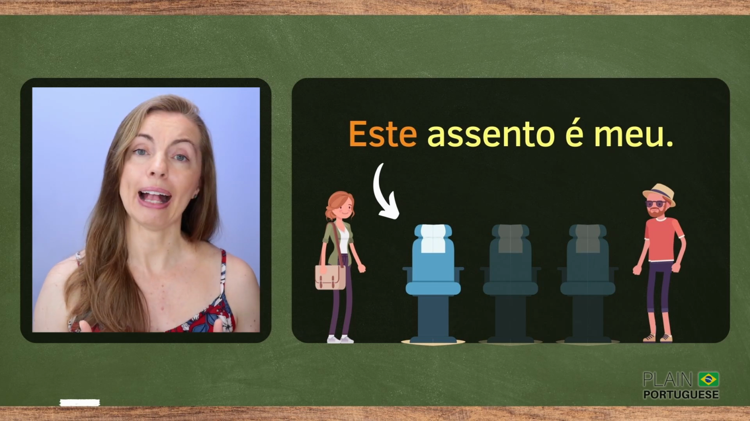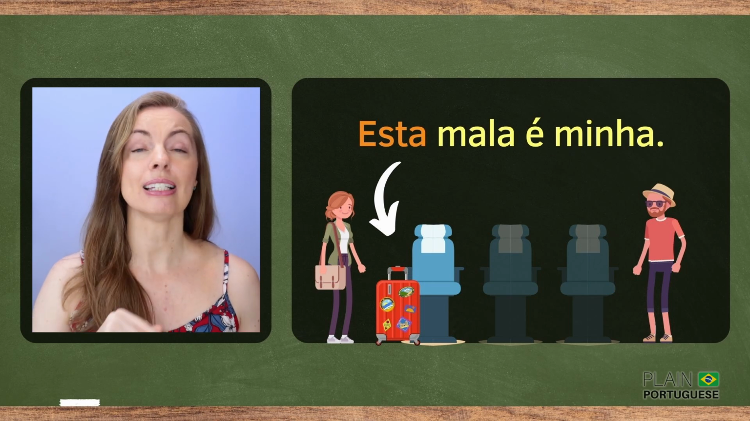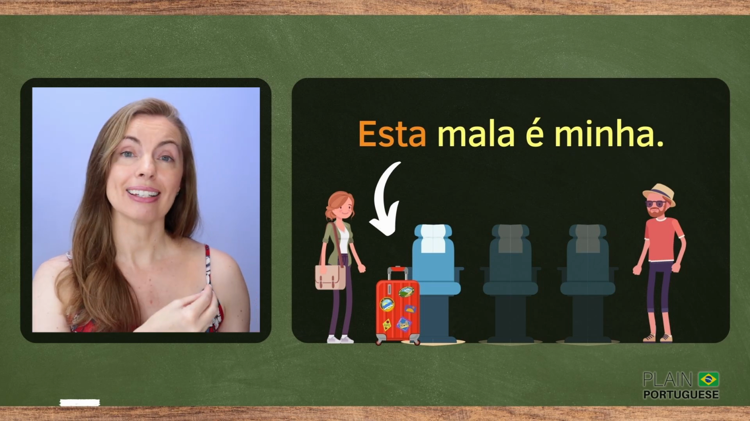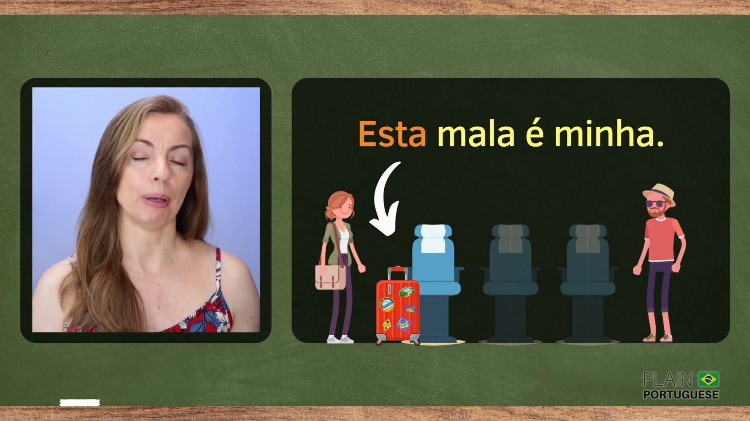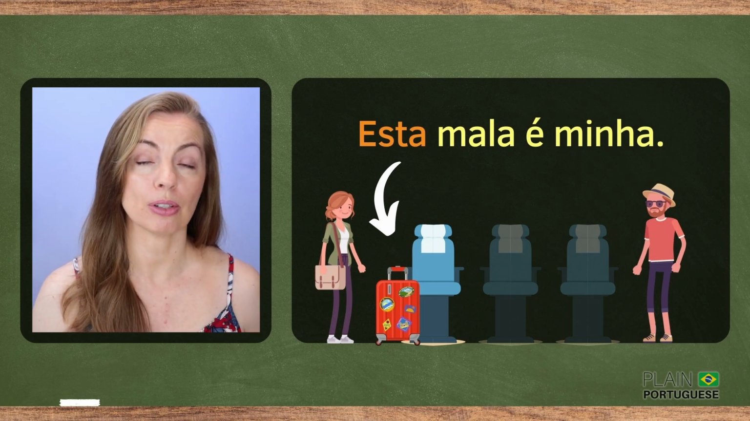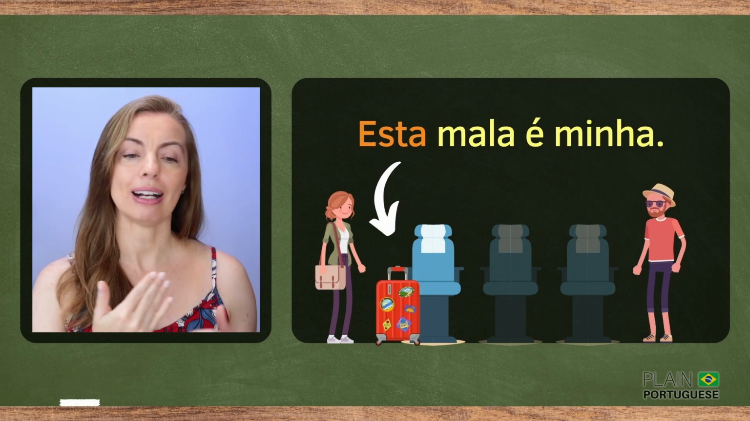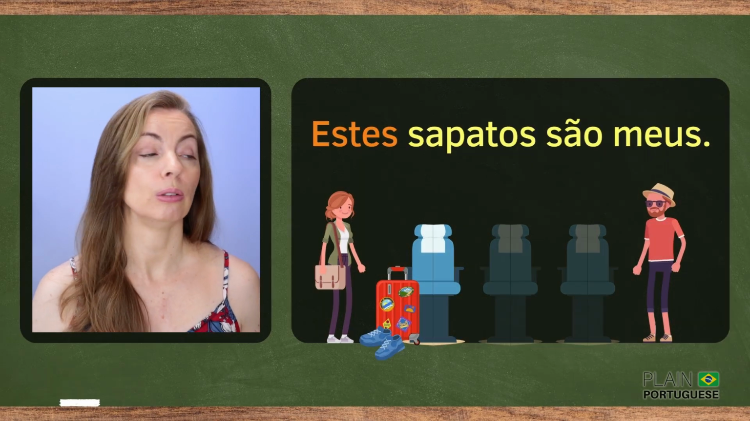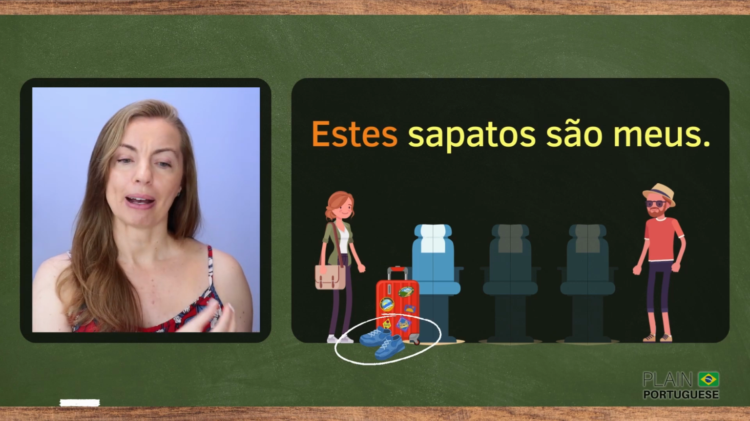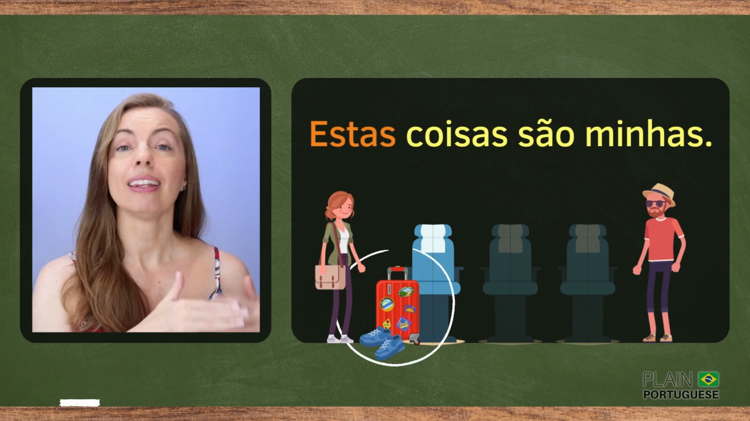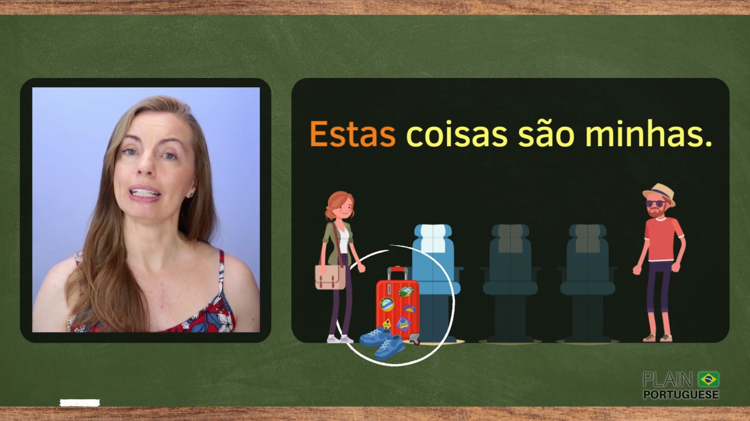Este assento é meu. Now the suitcase. Suitcase in Portuguese, mala. Mala is feminine. So, esta. Esta mala é minha. Remember, we are dealing first with the variable demonstrative pronouns. Este assento é meu. Esta mala é minha. Now in the plural. Shoes. Sapatos. Estes sapatos são meus. Things, coisas. Estas coisas são minhas.